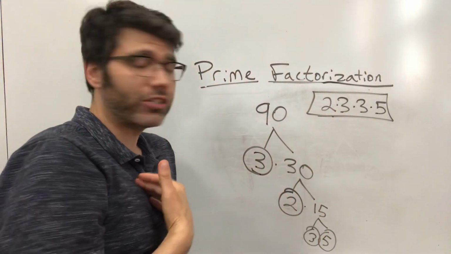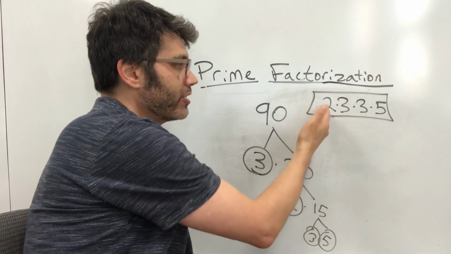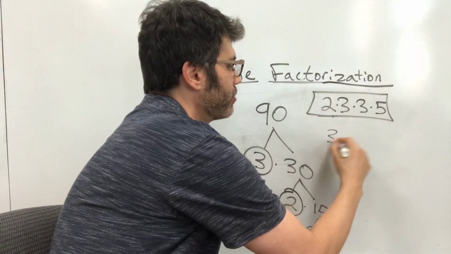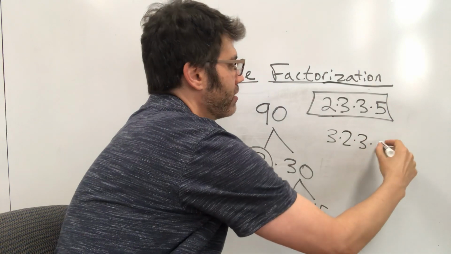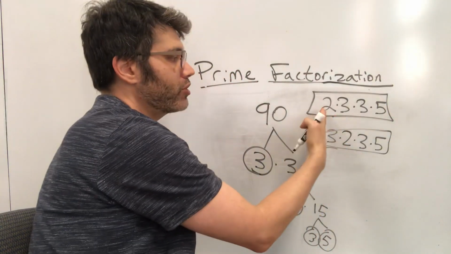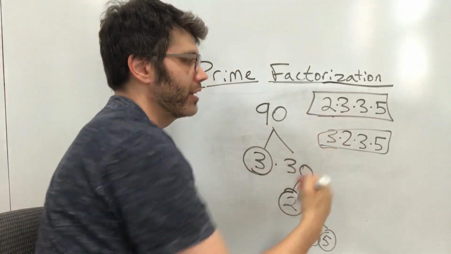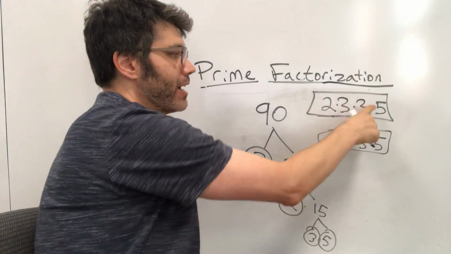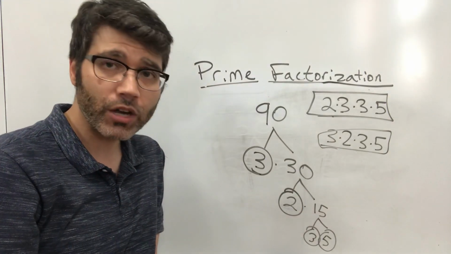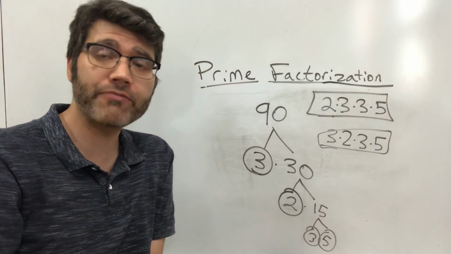Now, I personally like to start with the smallest factors and list them out. If you want to rearrange these, if you wanted to say 3 times 2 times 3 times 5, that's fine as well. I'm just saying traditionally we start from the smallest factors and move on up. So either of these are fine, but I would traditionally do that as a standard form. All right, so I'll give you a chance to do some prime factorization.